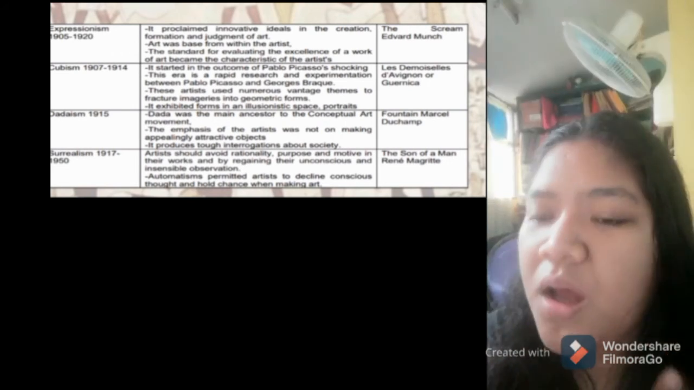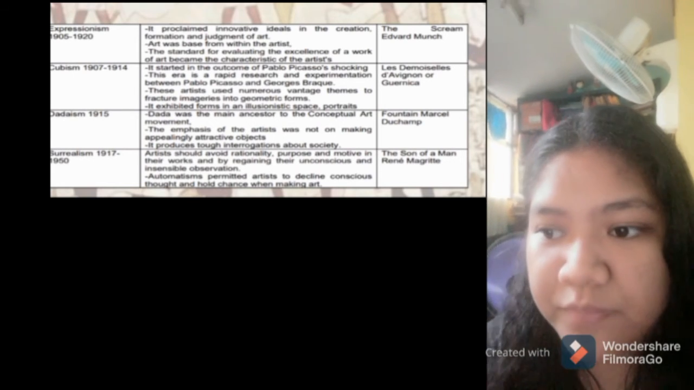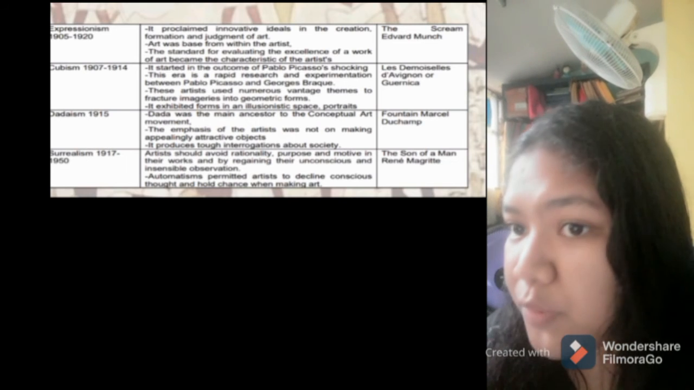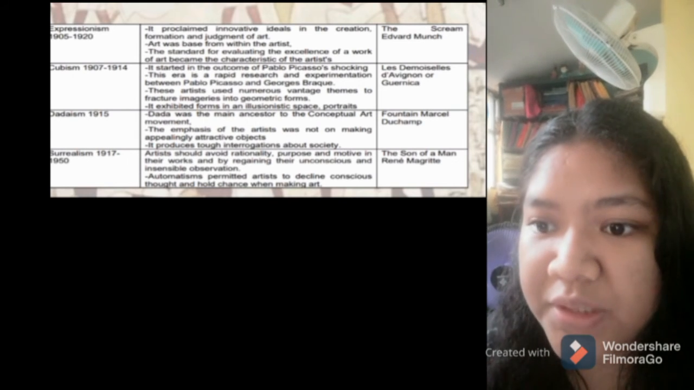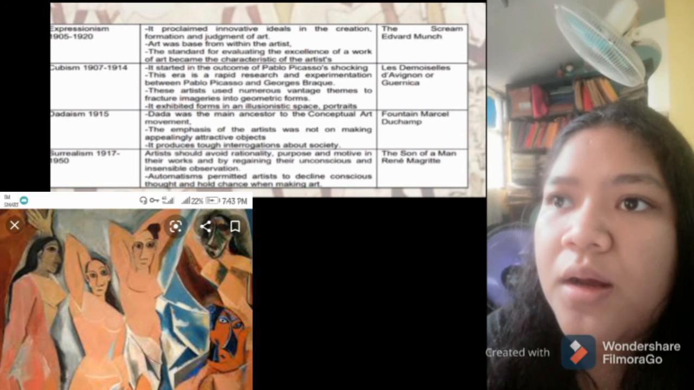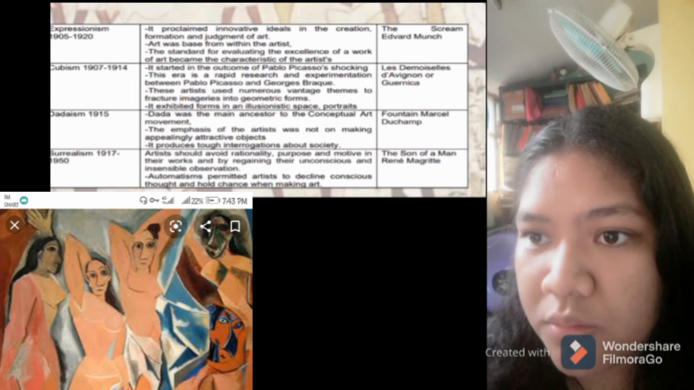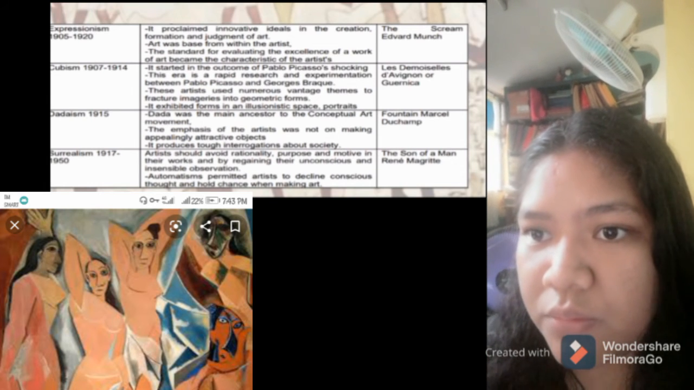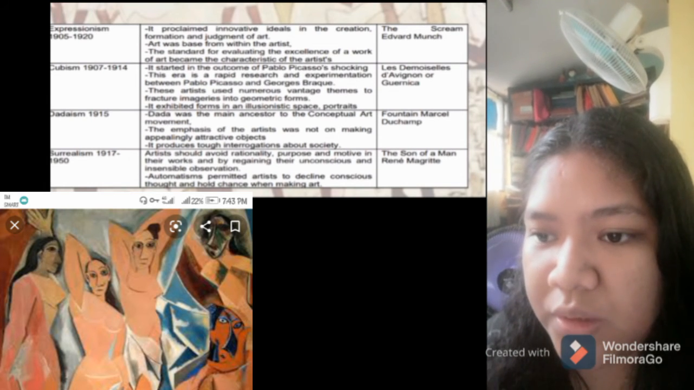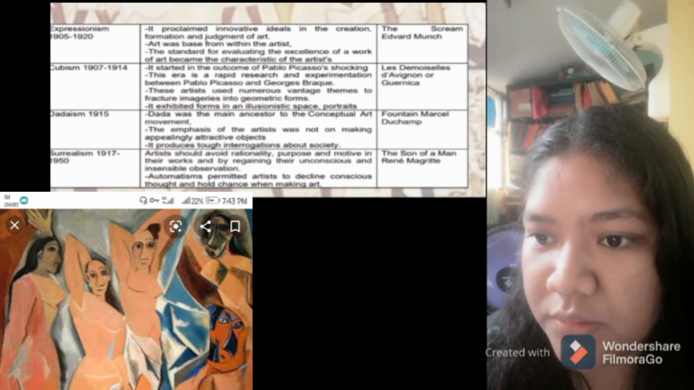So, have you seen a Cubism painting? An example of it is Les Demoiselles d'Avignon or Guernica. So, it composed of a woman, painted by Pablo Picasso.